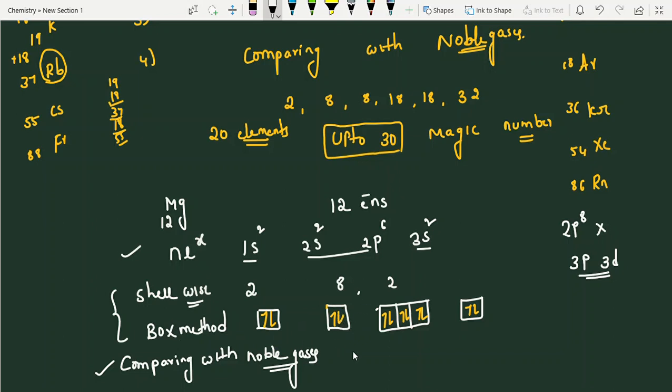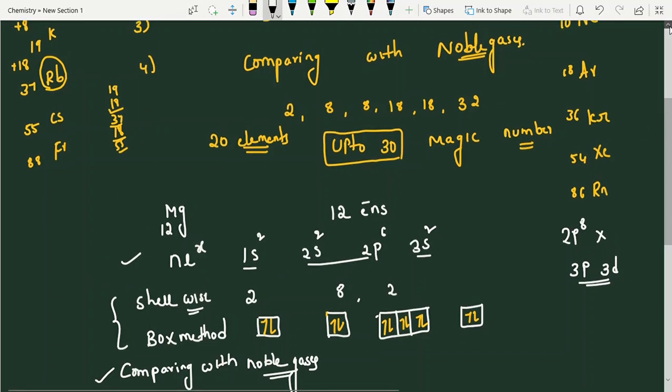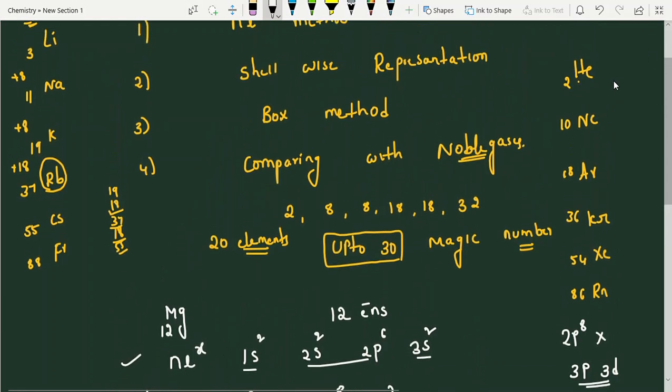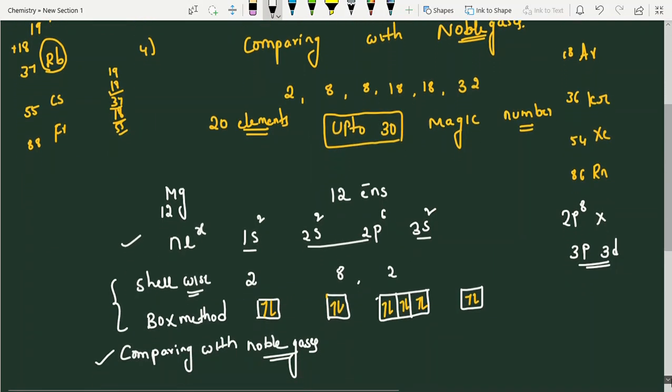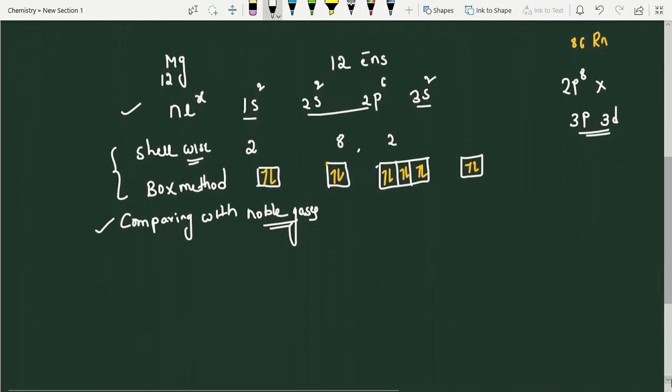Okay, now comparing with the noble gases. See students, the noble gases list has been given here, right? So the NLX method you have written here. We check where is the nearest noble gas. Nearest to it is neon. With that you can compare. Always compare with the nearest noble gas, not the far one. So how can we check it?